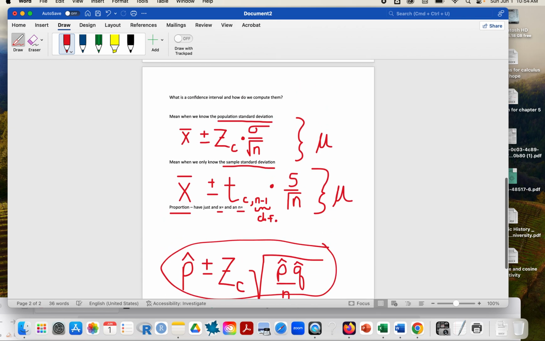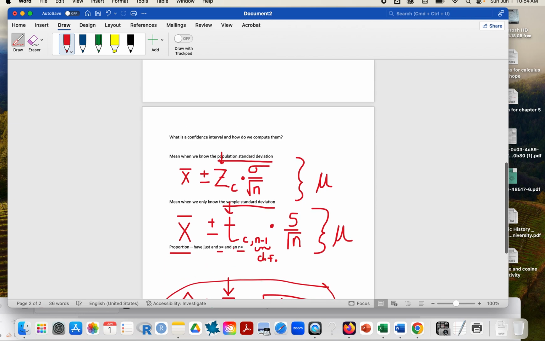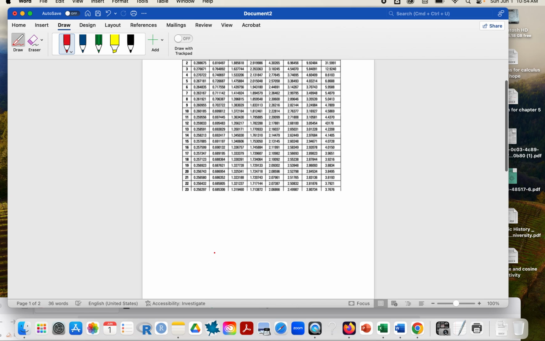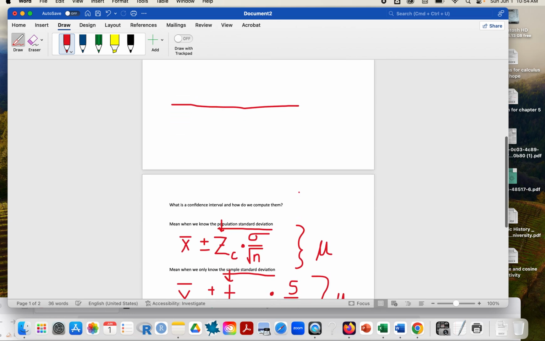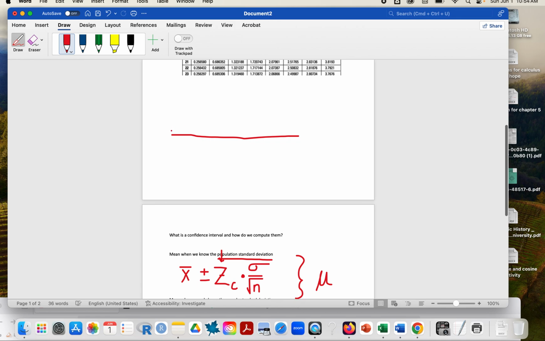So let's address what this z sub c and this t sub c are. It's a multiplier, and it is built off of the normal distribution or the t-distribution. So understand the t-distribution is the normal distribution's baby. So as your degrees of freedom, as your sample size gets bigger, your t-distribution becomes more and more normal as it grows.